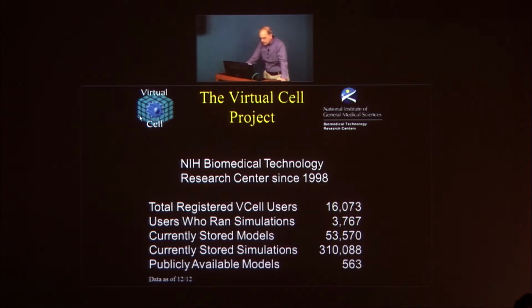simulations. We are built on top of a database, so the models can be stored here at the University of Connecticut Health Center. And we have a large number of models and an even larger number of simulations, because you can have many simulations per model. If a model leads to a publication, we encourage our users to make the model completely publicly available. And so we currently have 563 publicly available models.